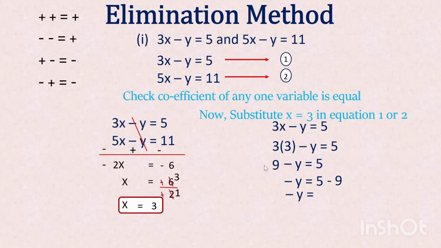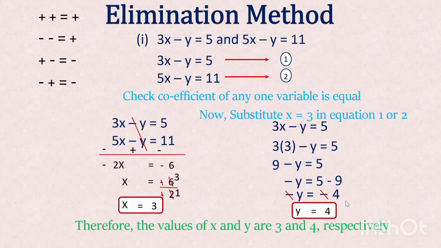So minus y is equal to, you know, the bigger number's sign is minus. So minus, plus and minus is minus. So 4. So again, this minus minus will cancel, right? So y is equal to 4. Again we found the value of the variable y is 4. So therefore the values of x and y are 3 and 4 respectively.